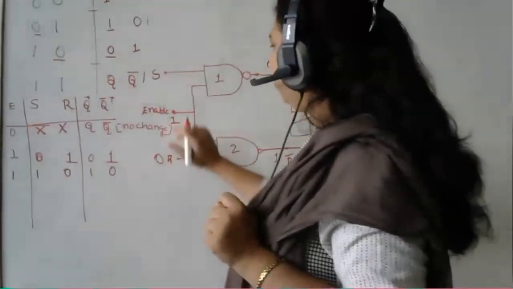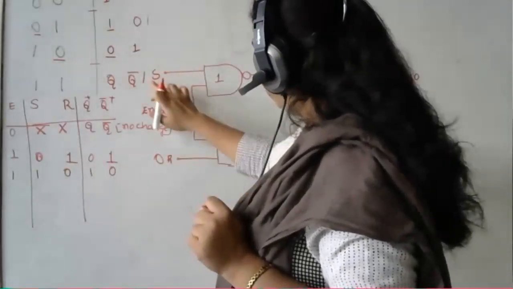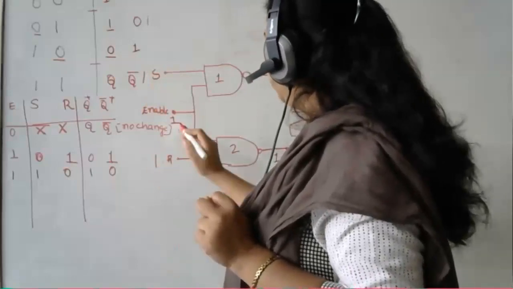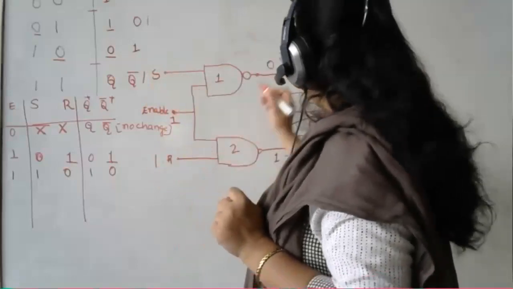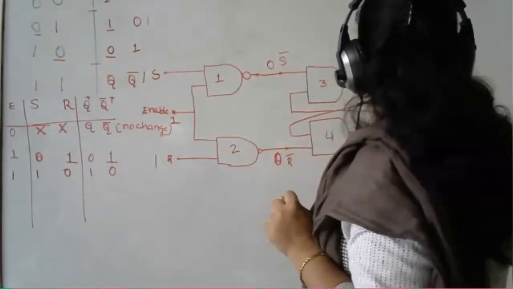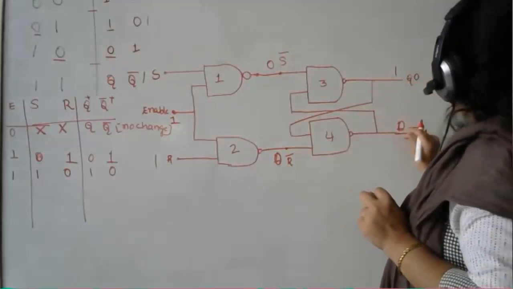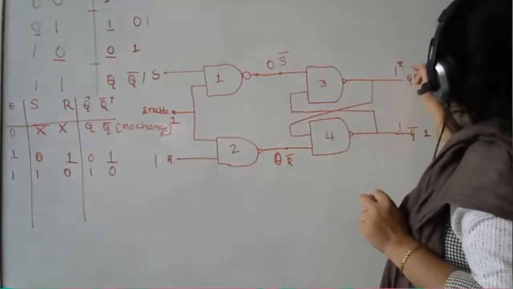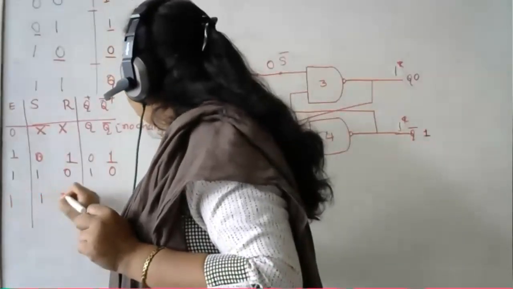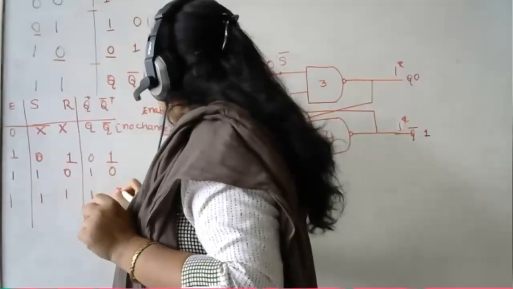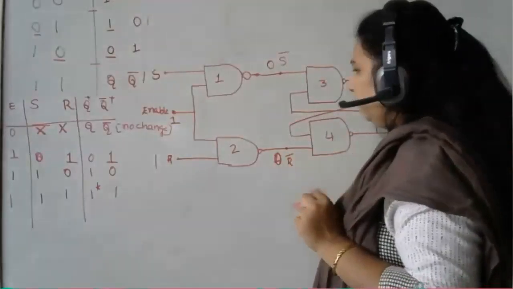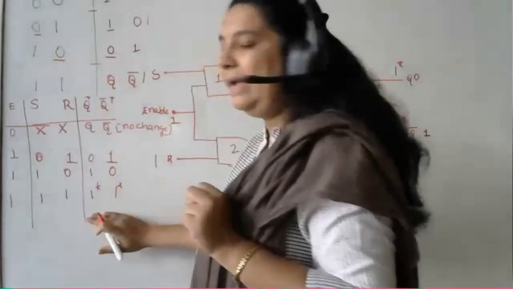Now if I make both the inputs 1, then what happens? Enable is also 1, this is also 1. So both of them will go to the 0 state. When both the inputs are 0, then in which condition will I be? I will be making both of them high, which is an indeterminate state. So when enable is 1 and both the inputs are high, then I will be getting 1 1 here, which is nothing but my indeterminate state.